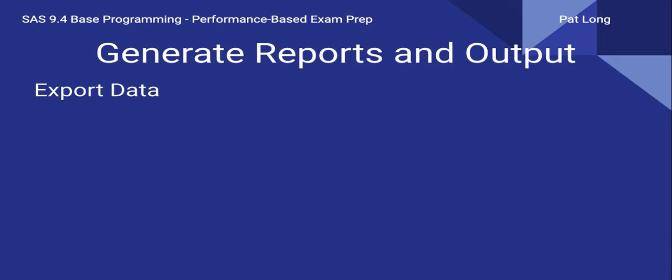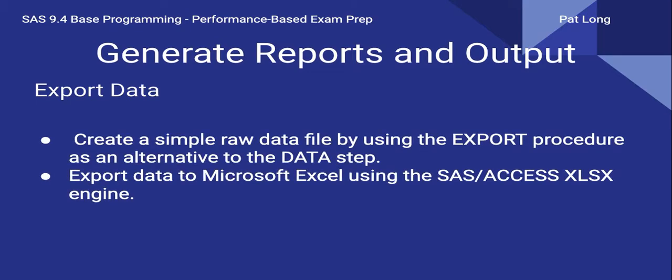So lastly, we're going to look at exporting data. We're going to create a simple raw data file using the export procedure I did touch on in the first video in this series when we were using the import procedure. And lastly, we'll look at exporting data to Microsoft Excel using the SAS Access XLS engine. That'll be using a libname, similar to how we imported data from an Excel file in the first video in the series. So let's jump into the code and look at these by example.